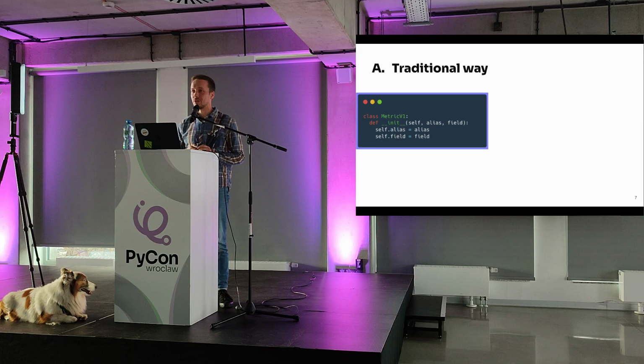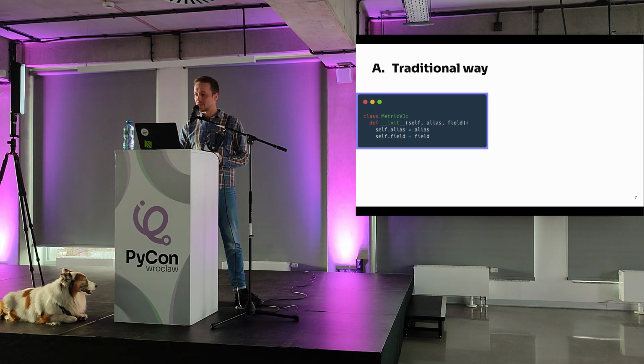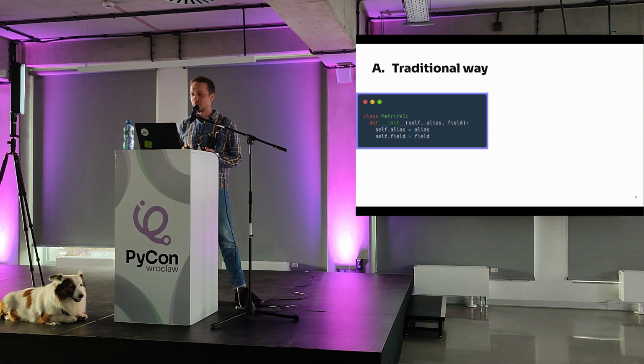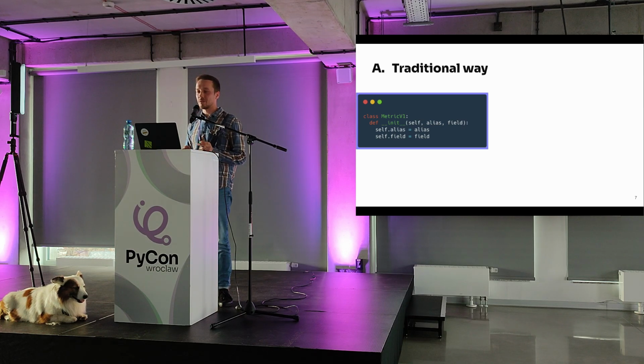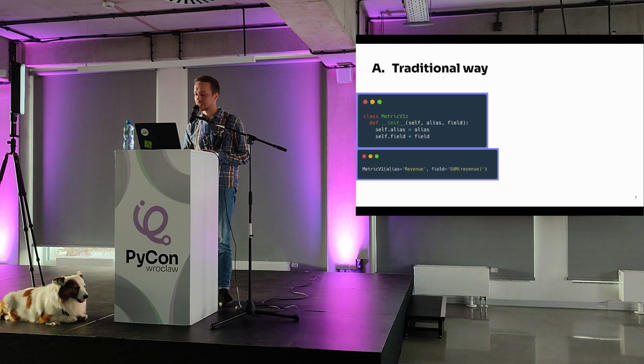Alright, let's turn to code. Here we have the traditional way of describing a class to which we can pass arguments while initializing. We can pass an alias and a fieldstate. Let's think of it as an analytical metric that we could later use to query an SQL-like database with. Let's create a revenue metric by summing the values of the revenue column.